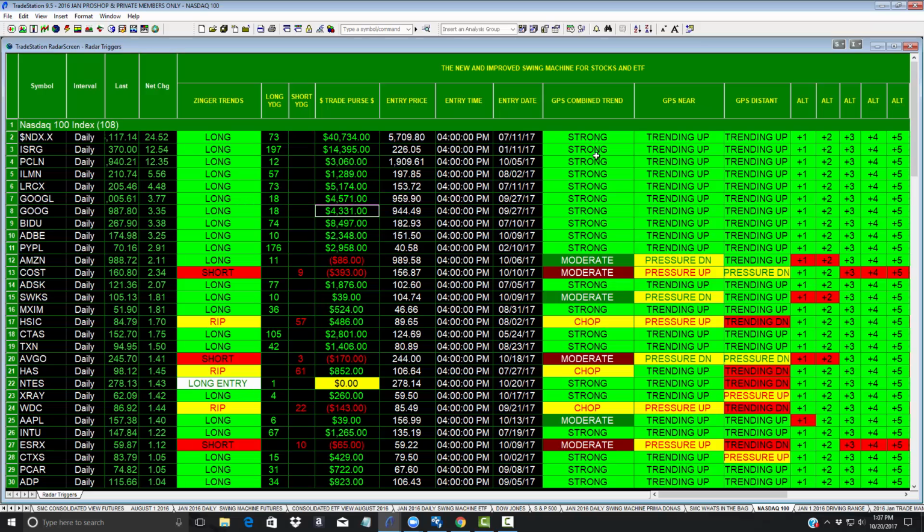We also provide what we call the combined trend, the GPS signal near, the GPS signal distant, and the altimeter. None of this data uses moving averages. They don't work. And you can see our top 10, the index itself, 40,000, 14,000, Priceline 3,1200, 5,000, 4,000, 8,000 on Baidu. Just 10 days ago, Adobe, 100 shares, you'd be up 2,300. PayPal, almost 3,000. And yes, we do get a couple of little drawdowns.